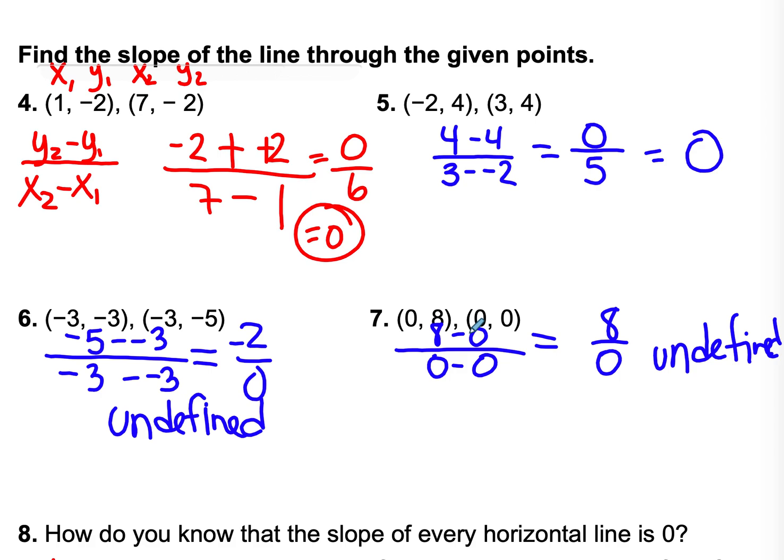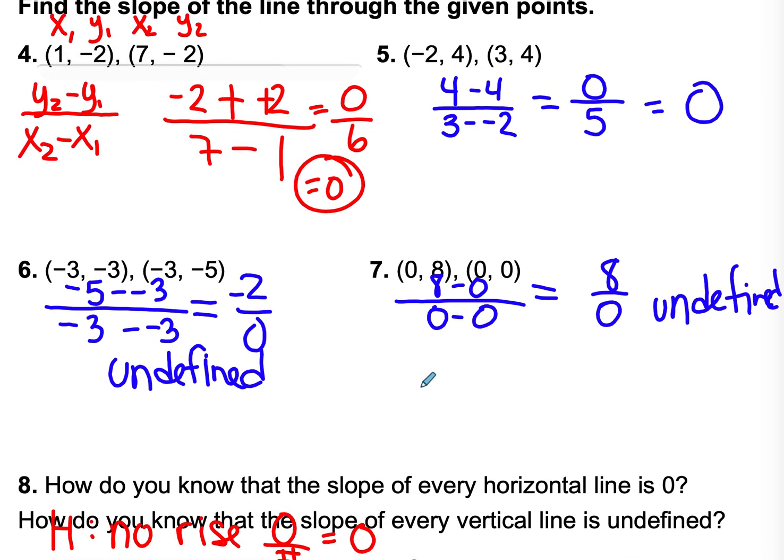I did 8 minus 0, and then 0 minus 0. So I get 8 over 0. 0 is on the bottom, so it's going to be undefined.